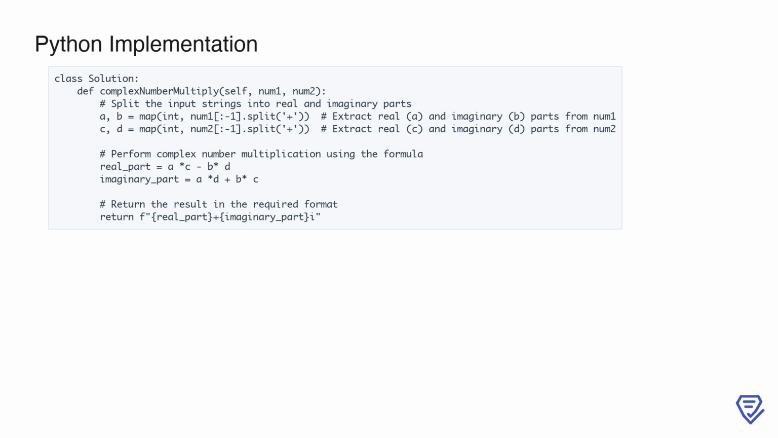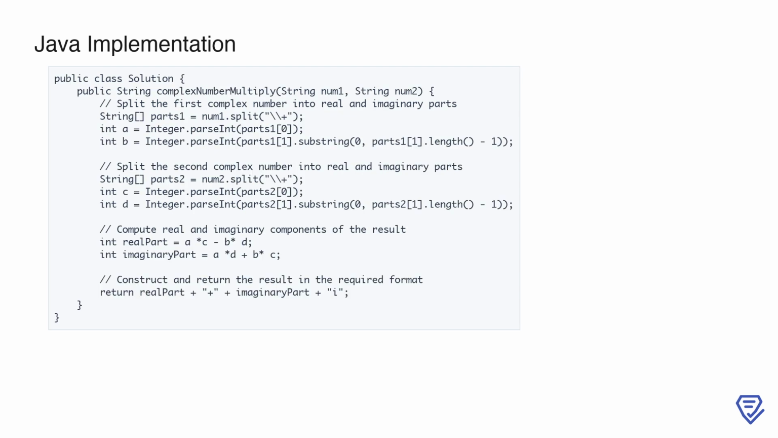This implementation ensures clarity and handles all edge cases, such as negative real or imaginary parts, by leveraging Python's built-in arithmetic and string manipulation capabilities. The solution is both concise and efficient, with a time complexity of O(1), since all operations are constant-time arithmetic and string manipulations. This is the Java implementation of LeetCode problem number 537, complex number multiplication.